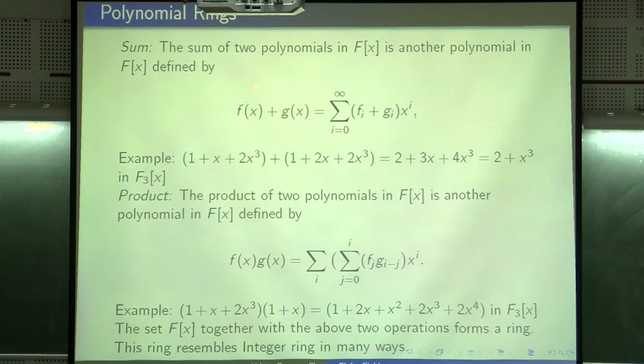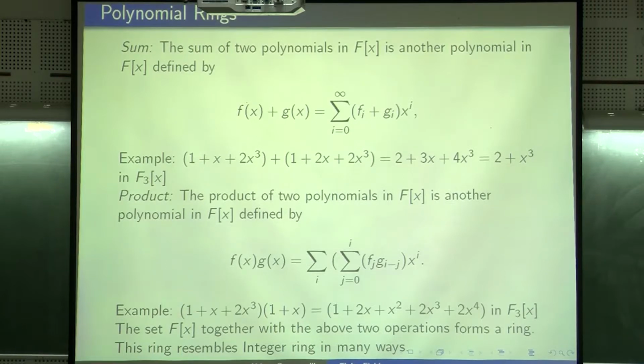So f(x) plus g(x): you take every coefficient modulo p, whatever the addition is in the field, and then you collect all the corresponding terms. There are some examples. The product is basically the same thing, except that now you just multiply like with polynomials. For example, if there are x in here, it becomes x squared and so forth, just like polynomial multiplication.